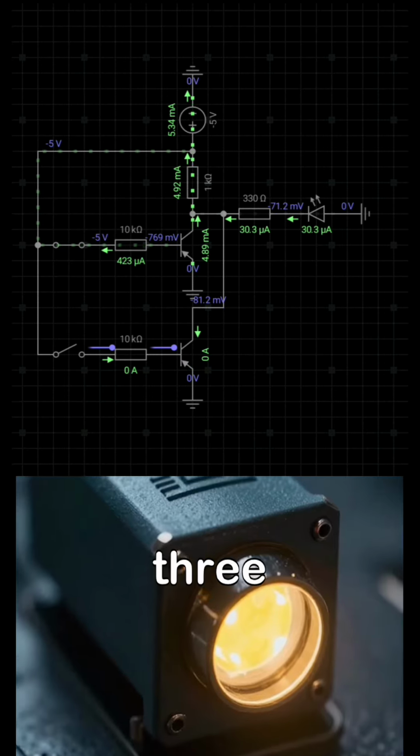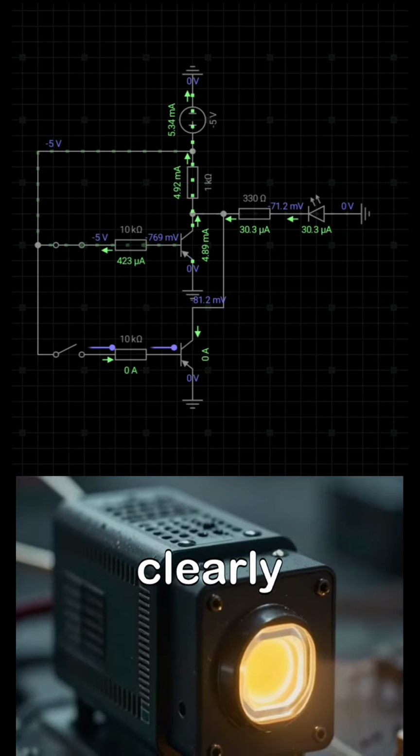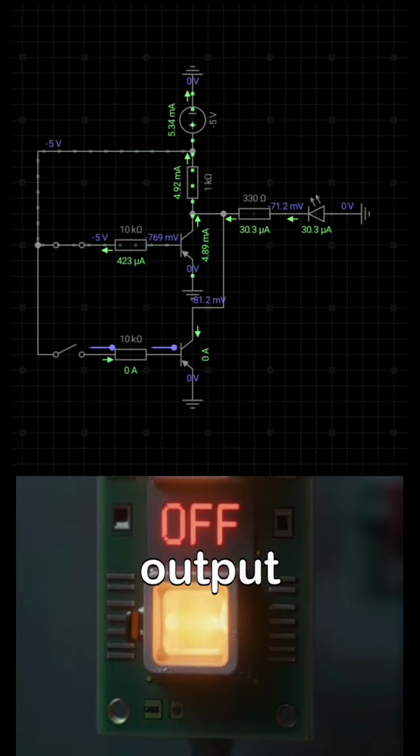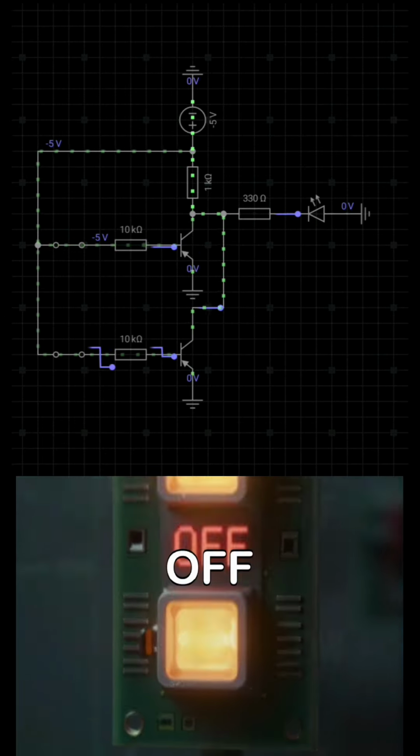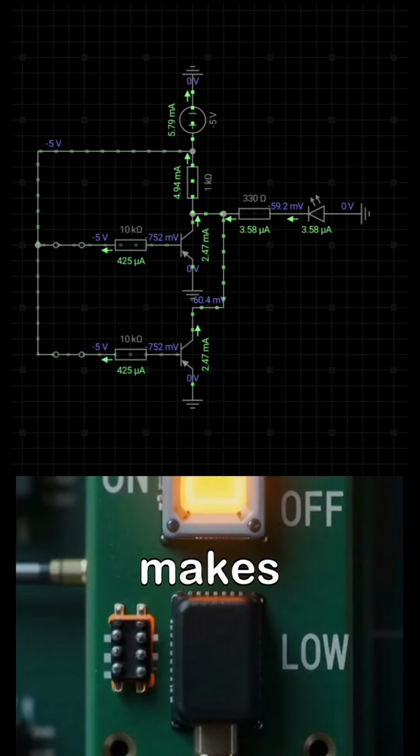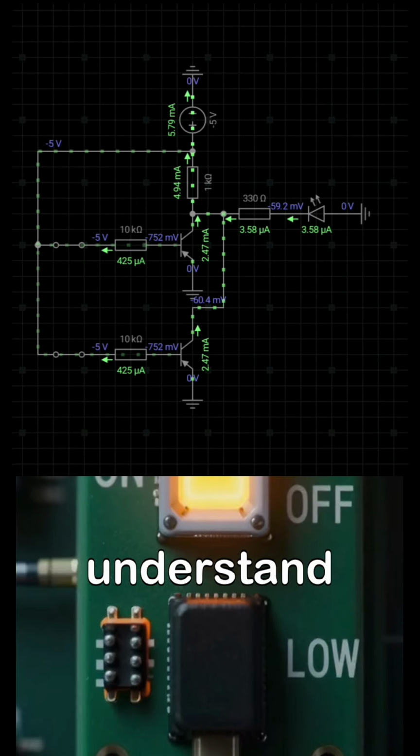The LED and the 330 ohm resistor show the output clearly. When the LED is on, the output is high. When the LED is off, the output is low. This makes the logic operation easy to see and understand.